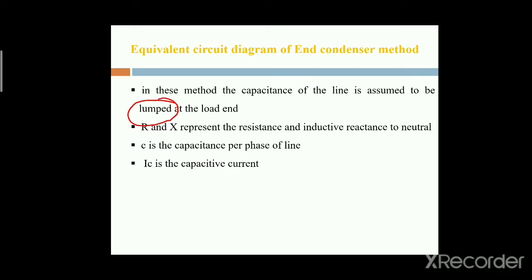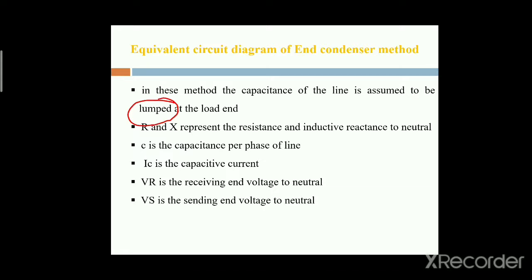Next, IC is the capacitive current, the current flowing through the capacitance. VR is the receiving end voltage to the neutral, VS is the sending end voltage to the neutral, and IS is the sending end current. These are all the equivalent parameters in the case of the end condenser method.